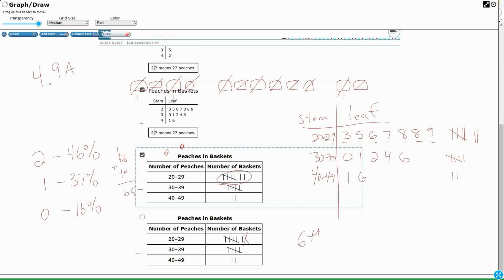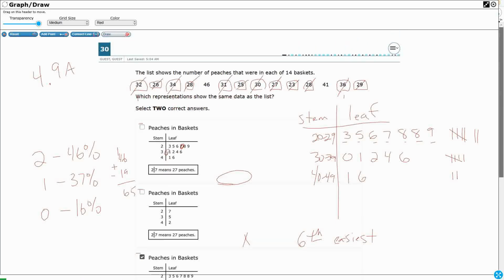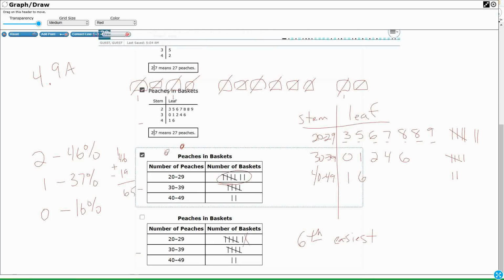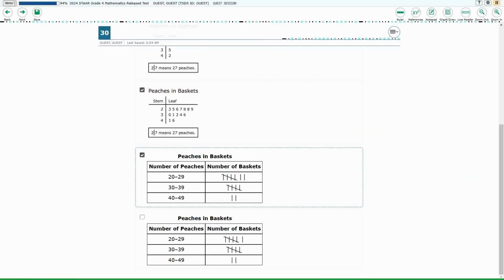This was our 6th easiest item on the test, and it's a pretty fairly robust item because you had to translate the data into 2 different representations, the tally chart and the stem and leaf plot. So a lot of moving parts there, but we did fairly well on that in the state.